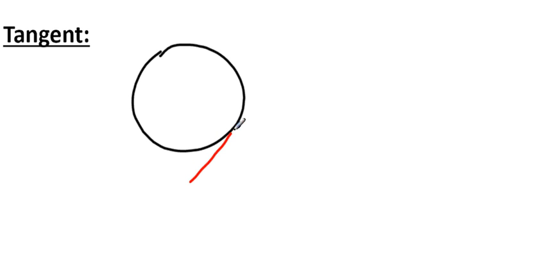Alright, the next segment that we're going to talk about is the tangent. A tangent is either a line or part of a line that intersects a circle at exactly one point. So if this is my circle, anybody that's tangent to the circle would bump into that circle at exactly one point.